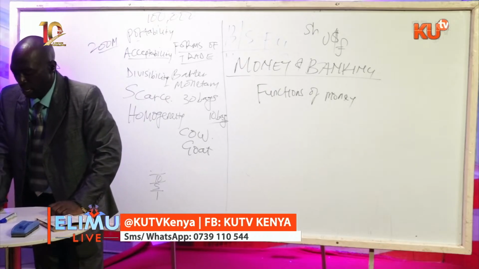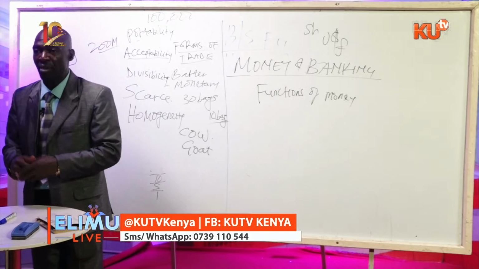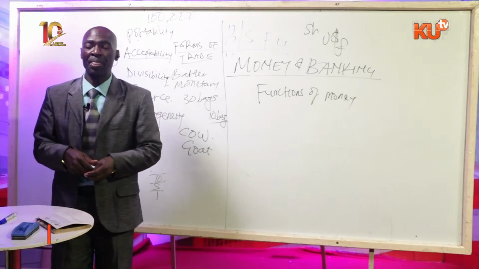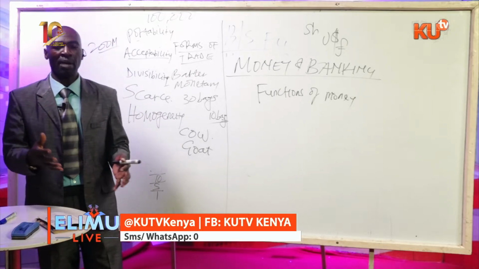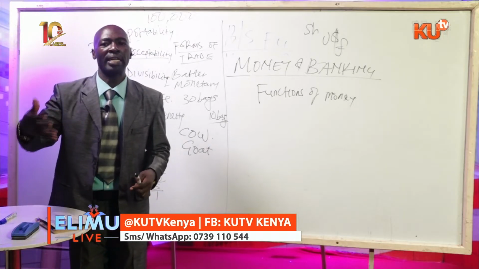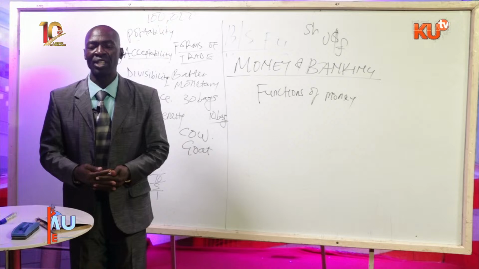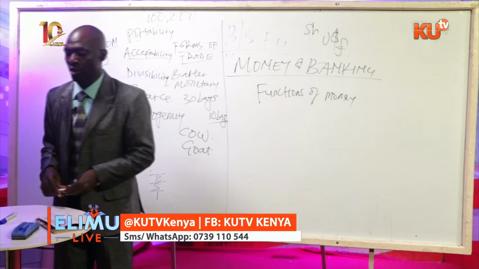And then you can say it is a standard deferred payment. For example, if I take a product today and then I defer the payments to a later date, the payments will be cleared in form of money. So money is used to clear.